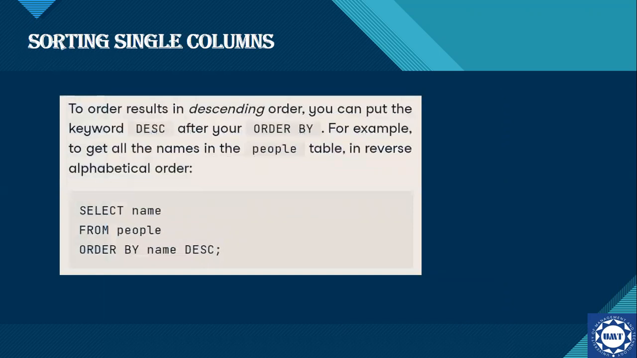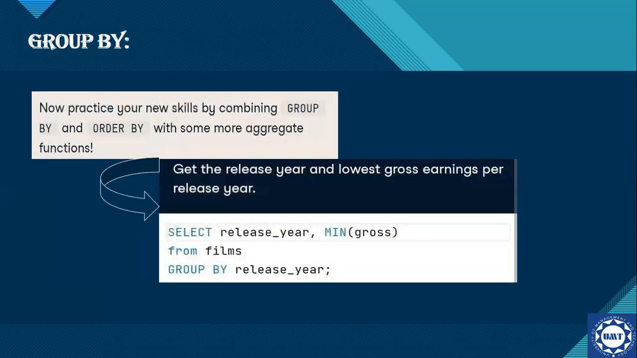Sorting single columns. To order results in descending order, you can put the keyword DESC, which is an abbreviation of descending, after your order by. For example, to get all the names in the people table in reverse alphabetical order. Group by. Now practice your new skills by combining group by and order by with some more aggregate functions. Get the release year and lowest gross earnings per release year by inserting the following query.